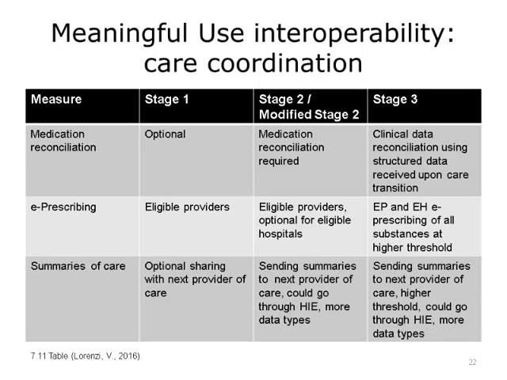Stage 3 raises this threshold significantly. Also, Stage 3 required that you can also receive summaries of care and actually use them within your system. So as you can see, meaningful use stages have improved interoperability to support care coordination.